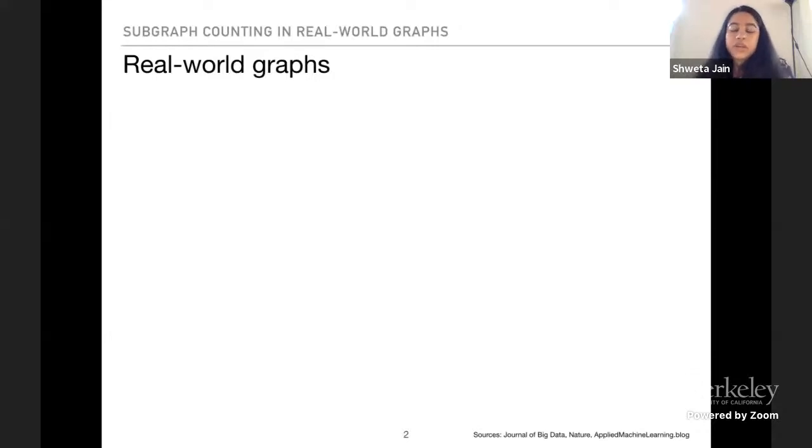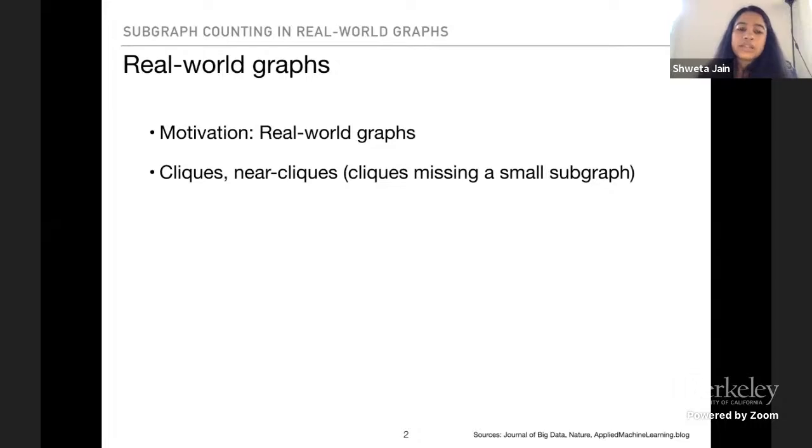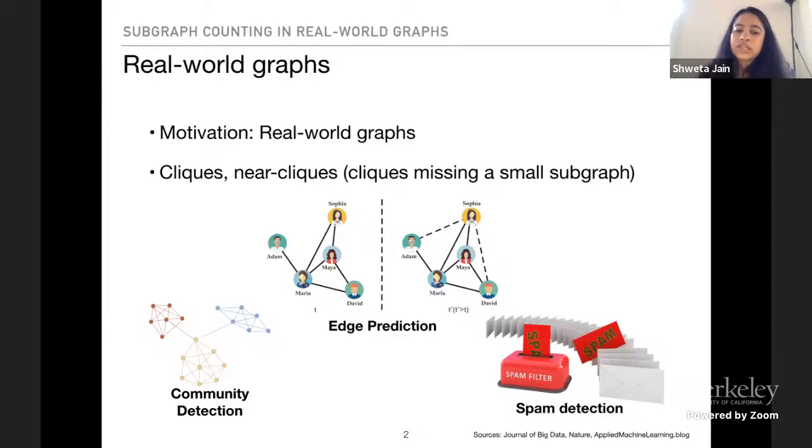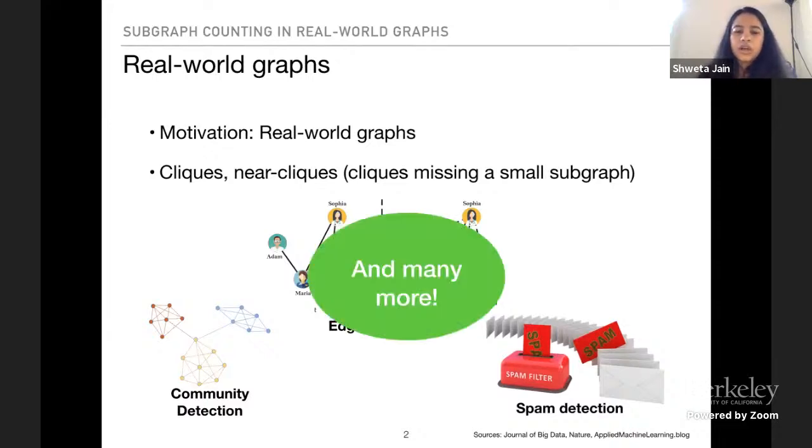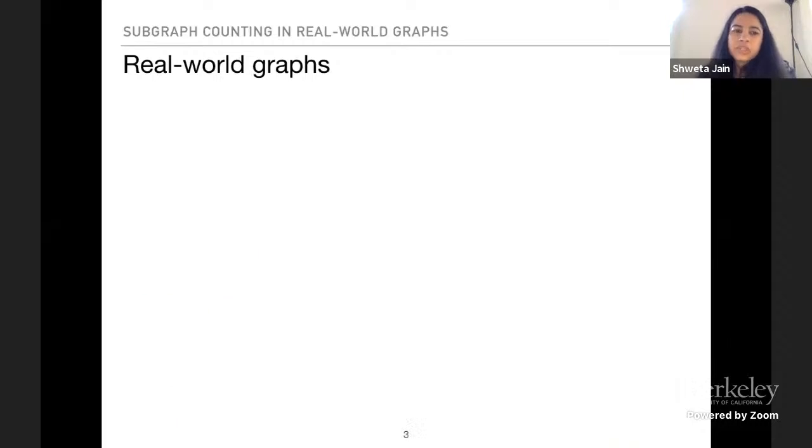So the inspiration for this work actually comes from real-world graphs. Subgraph counting is one of the most important problems that is looked at on such real-world graphs. And we look at subgraphs like cliques and near-cliques, where by near-cliques we mean cliques that are missing a small subgraph. The reason these are important is because they're used in many applications, including community detection, edge prediction, spam detection, clustering, and many, many more. Many of these subgraph counting problems are actually NP-hard.